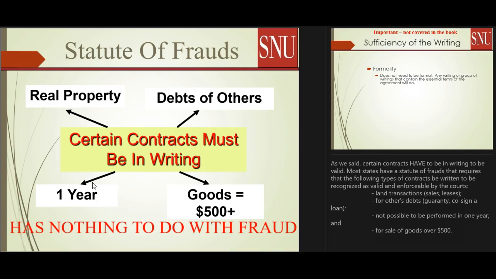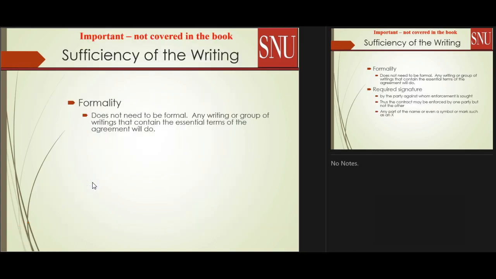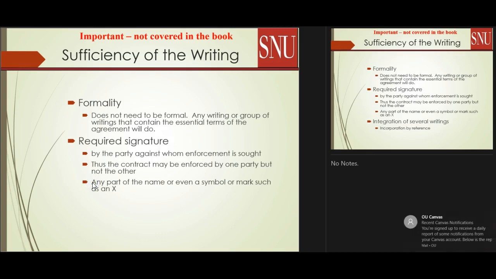The statute of frauds merely states that the contract must be in writing. The writing, the formality, does not have to be real formal. Any writing or a group of writings can be on several pieces of paper. They all come together to form the writing. It requires a signature by the party against whom enforcement is sought. So if both parties are not trying to enforce the contract, and it's only one party that's trying to enforce it, the party against whom the enforcement is sought must have signed. Thus, the contract may be enforced by one party but not the other.